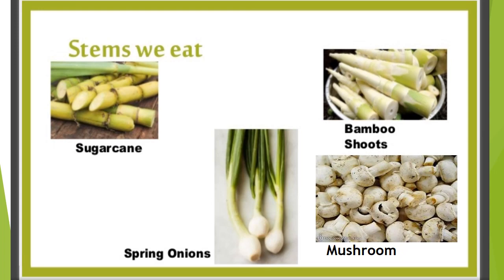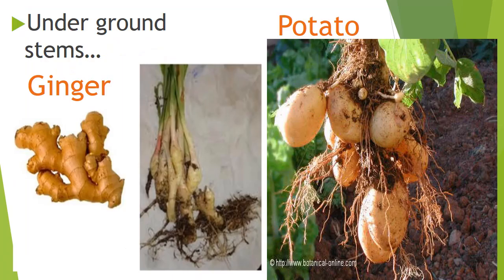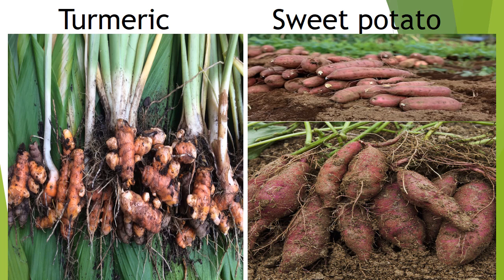Stems that we eat as vegetables. For example, sugarcane means ganna, bamboo shoots, spring onions, and mushrooms. Now the next one, these are the underground stems. We think that these are roots, but it is not a root, it is a stem. First one is ginger, means adrak. Second one is potato, means aloo, turmeric, haldi, sweet potato, means shakarkand. Children, these are some underground stems which we eat as vegetables.